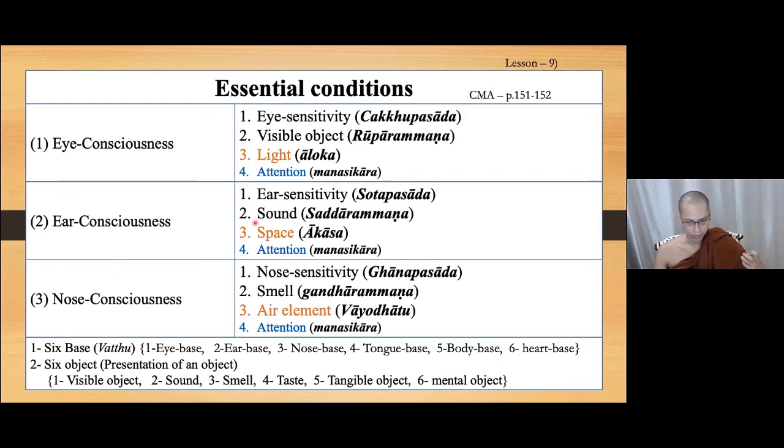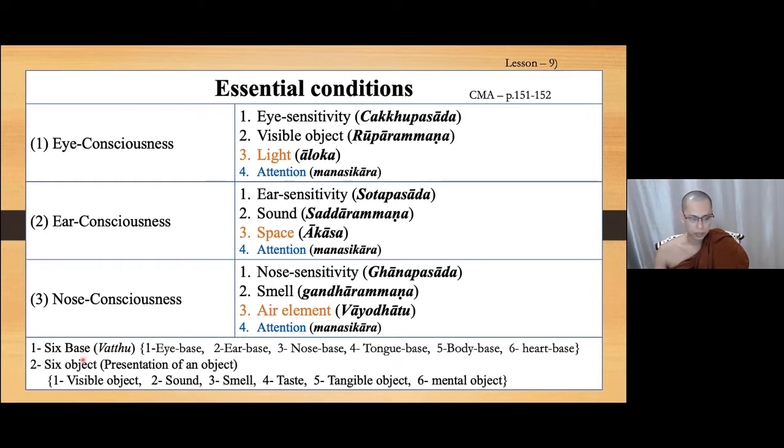So the second one, the ear sensitivity present in our internal process, and when any sound appears, striking toward the sensitivity by the support of space and attention, the ear consciousness arises. Then nose consciousness by the support of the air element, Vayodhatu. The different types of consciousness arise in this way.